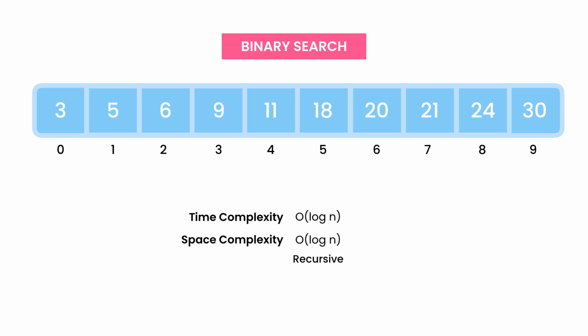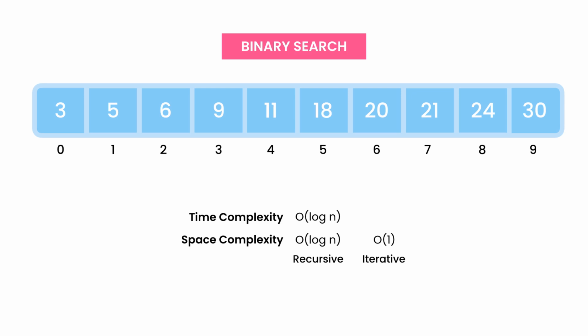But we can also implement this algorithm using iteration. In that case, the space complexity will be O of 1. Now, does it mean the iterative implementation is better because it requires less space? Not necessarily. The extra space that we need in the recursive implementation is way smaller than you can imagine.